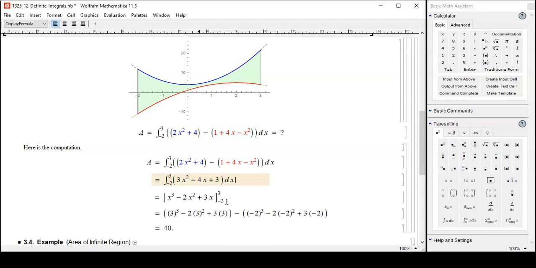All right. And then go ahead with the anti-differentiation. Apply the fundamental theorem. And then calculate, you get the answer. Now here, the first step is essential because this one gives you the area formula, upper function minus lower function.